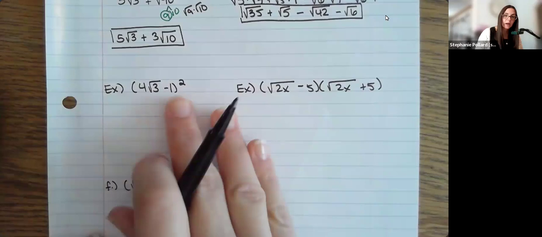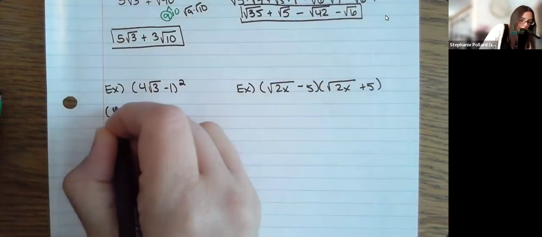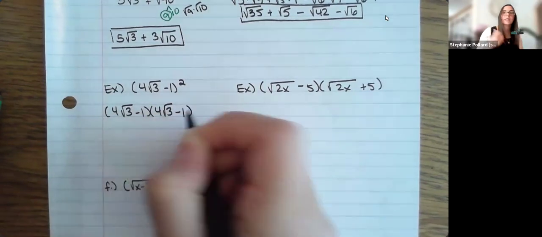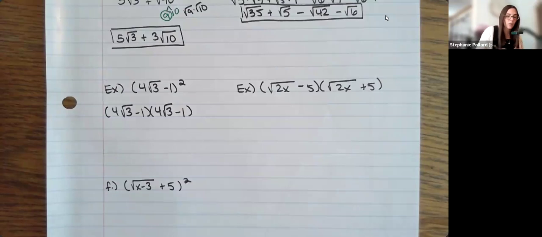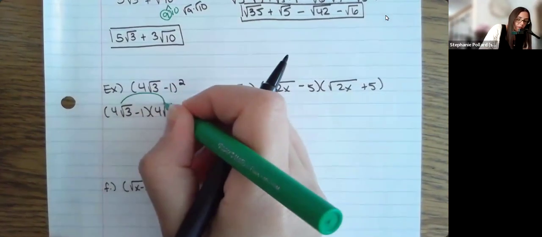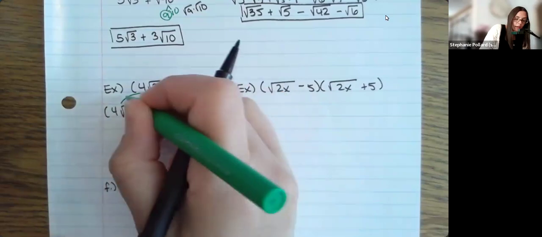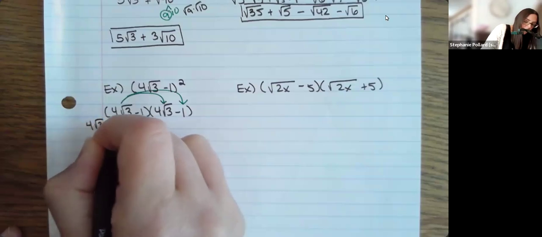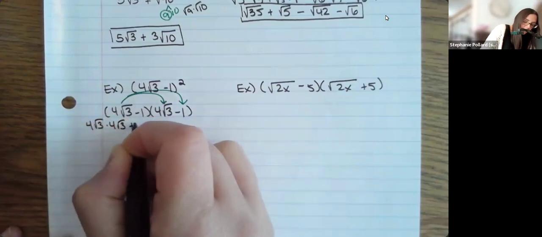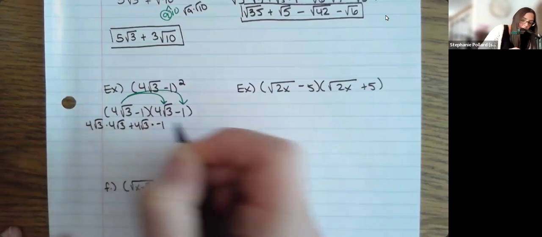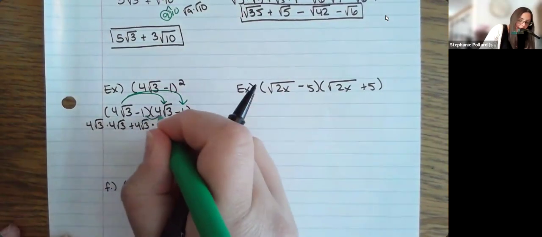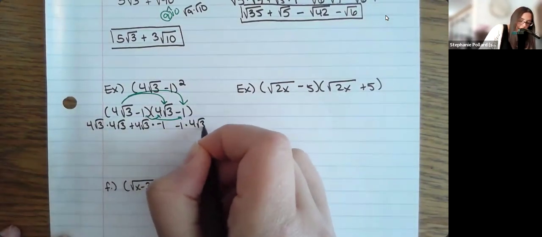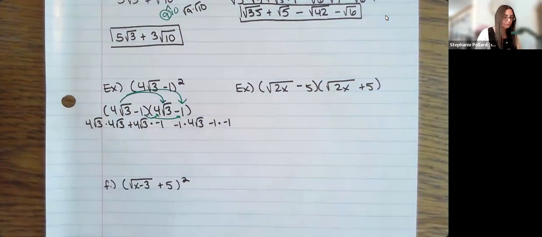For the next one, we have a square here. So I'm going to start by writing out the same thing twice. And then I'm going to do the same thing as the last problem and just start distributing or FOILing. So I take 4 root 3 times 4 root 3, and then again times the minus 1. So I have 4 root 3 times 4 root 3, and then plus 4 root 3 times negative 1. On the inside, I have a negative 1 that I'm multiplying through. So negative 1 times 4 root 3, and then negative 1 times negative 1.